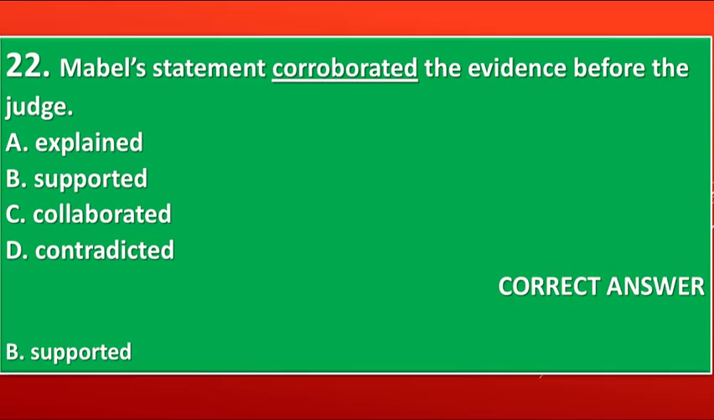Question 22. Mabel's statement corroborated the evidence before the judge. A. Explained the evidence before the judge. B. Supported the evidence before the judge. C. Corroborated the evidence before the judge. D. Contradicted the evidence before the judge. The correct answer to this question is B. Mabel's statement supported the evidence before the judge.